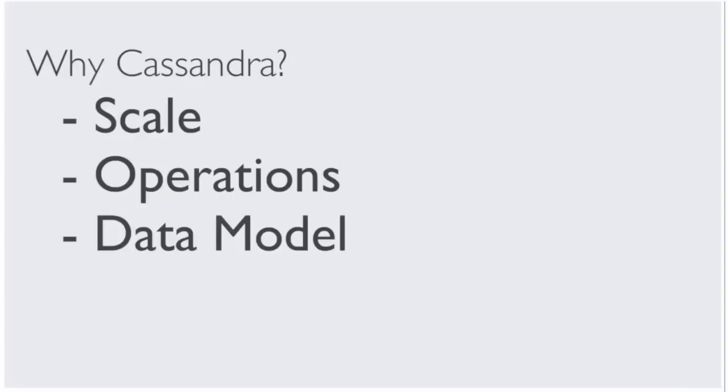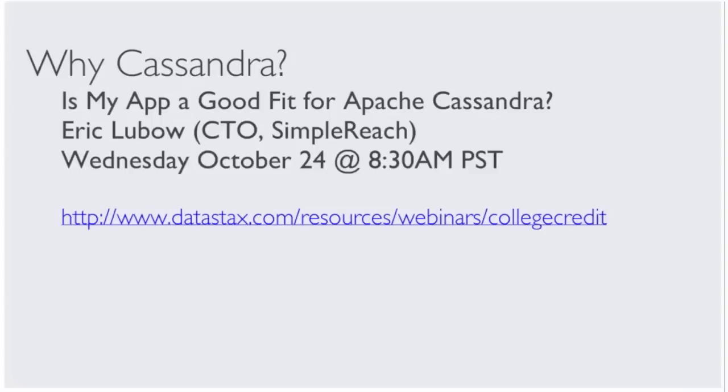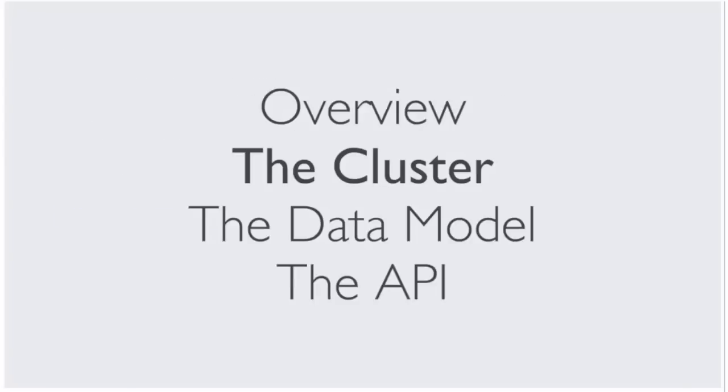And lastly, the data model. The column family data model is a very flexible system. It's not as rigid as a tabular data model that you get in a relational database. I find that often people will see that as a plus. If you'd like to know more about whether Cassandra is a good fit for what you do, one of my MVP colleagues, Eric LeBeau, will be talking about it in a couple of weeks. I encourage you to sign up for that webinar as well. So let's move on to talk about Cassandra as a cluster system.